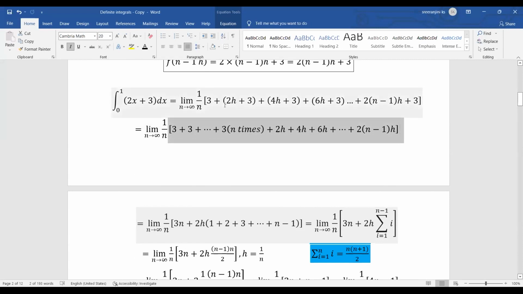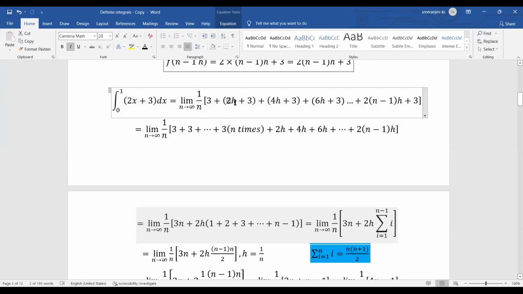There are total n terms, and every term has 3 present, right? First term is 3, second term 2h plus 3, third term 4h plus 3, etc. Nth term 2(n-1)h plus 3. In all these n terms, 3 is present. So there are n 3s. 3 plus 3 plus etc. plus 3, n times. Is it fine? Yes, ma'am. So the sum is 3n.